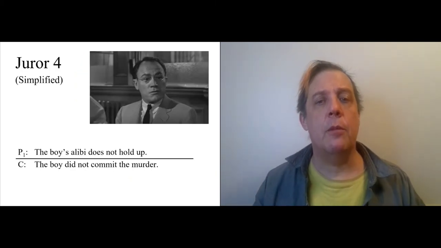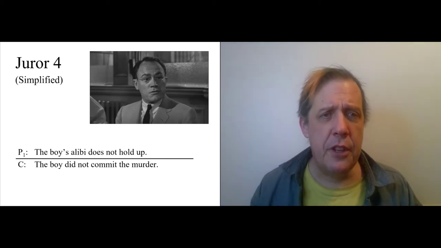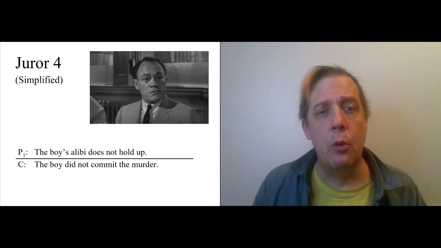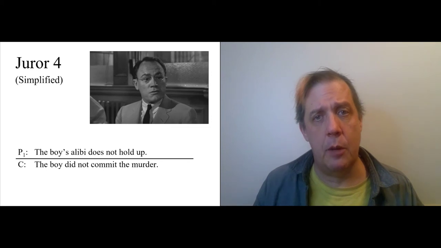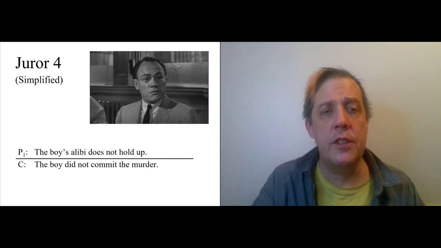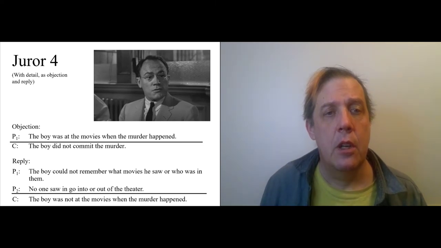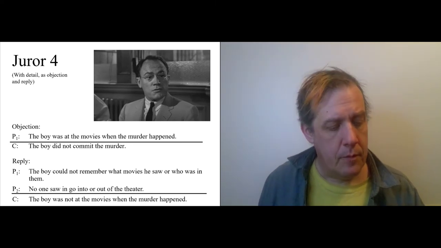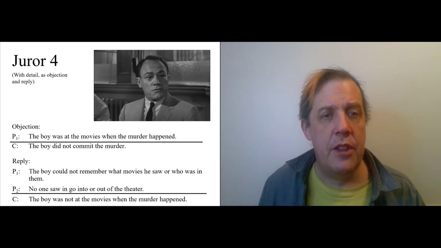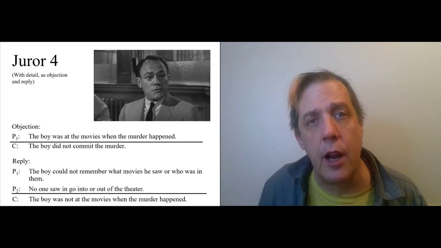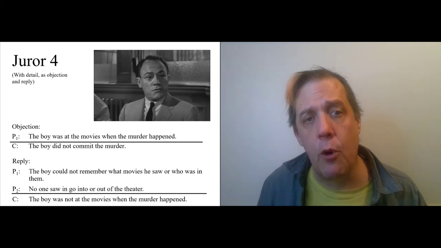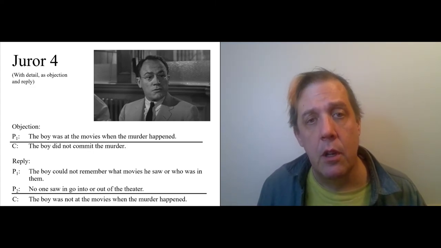Okay, so here, the initial argument from Juror 4 was that the boy's alibi didn't hold up. Now, the thing about this was that this was actually a reply to an objection, right? So we imagine that the defense had said the boy was at the movies when the murder happened. Therefore, the boy did not commit the murder.